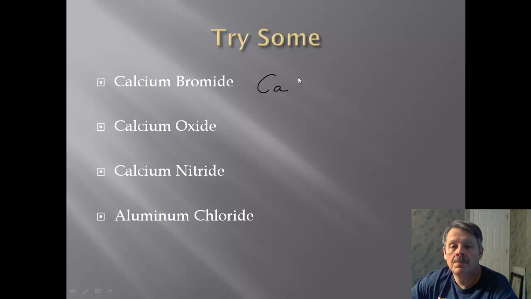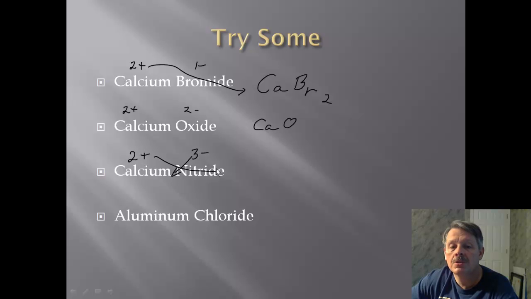All right. CaBr: calcium is 2+. Bromine is 1-. So I have to take the 2, put it after the bromine, so it's CaBr2. Calcium is 2+. Oxygen is 2-. They cancel each other out, so that's CaO. Calcium is 2+. Nitrogen is 3-. So my numbers cross. So I get Ca3N2.